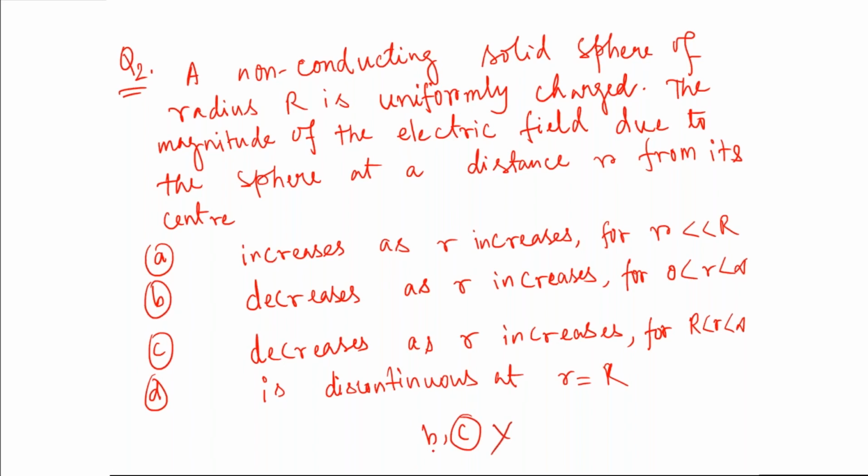I'll tell you how. When I have a solid sphere, what is the electric field at any point inside? Suppose this is small r, and this is capital R, the radius. What is the expression for the electric field? If you don't remember, since it is a solid sphere, it has a charge density, with charge all over the space, so you can quickly solve it.